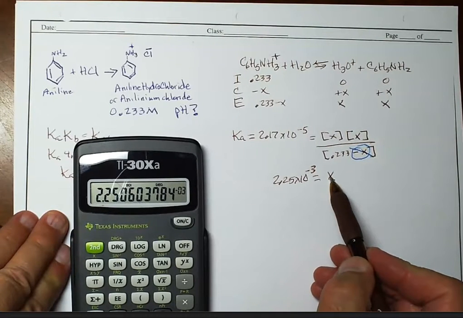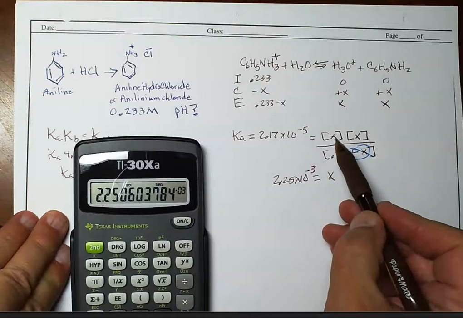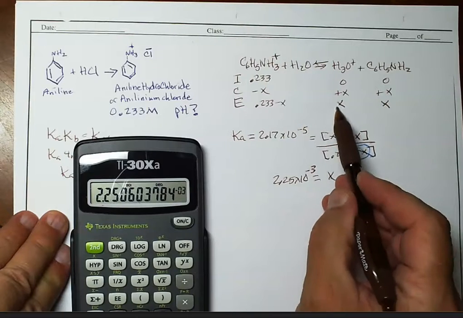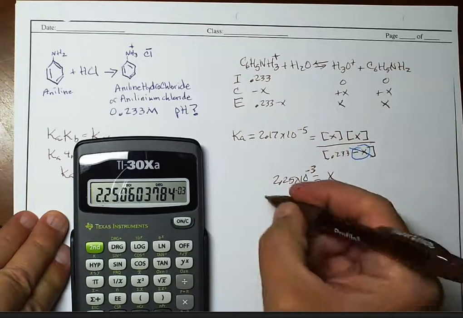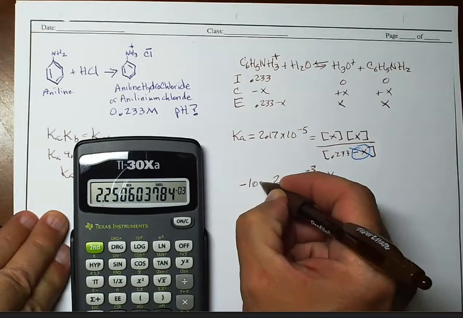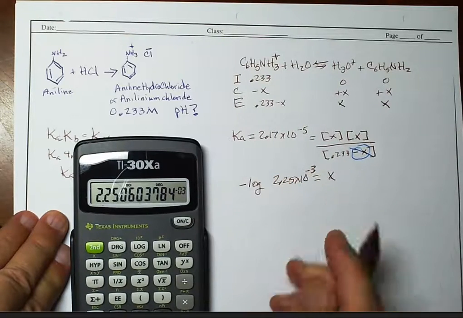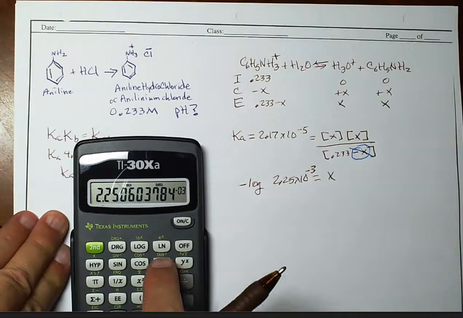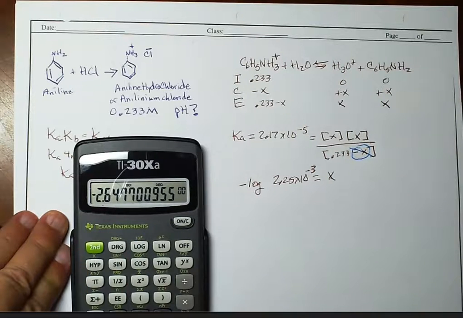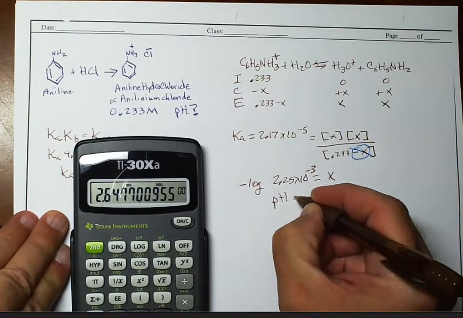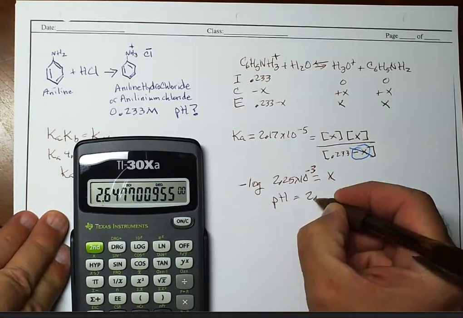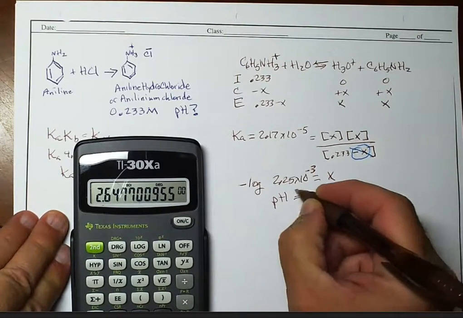Now what did this x represent? X was hydronium. So if we do the negative log of this number, we get a negative number, do the negative of it, and we get pH equals 2.65.